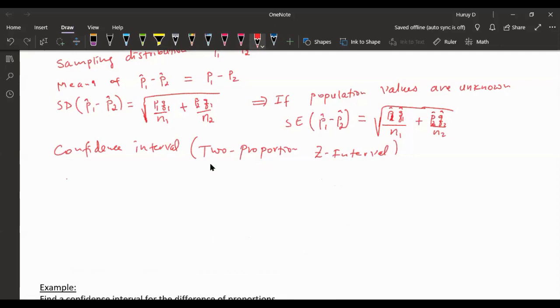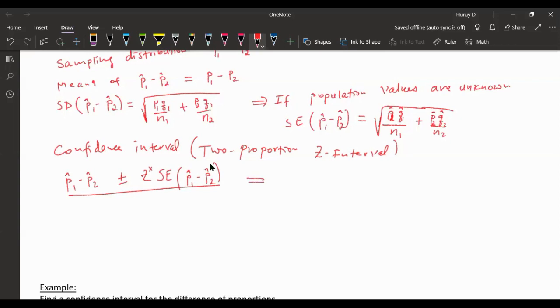So here our statistic is p hat 1 minus p hat 2. This is our statistic, and this is our center now. Then plus or minus, as always, we have the critical value, z asterisk, because the distribution is normal, so we use z. And then the standard error, which is given by this value of p hat 1 minus p hat 2. So this is the confidence interval for this proportion.